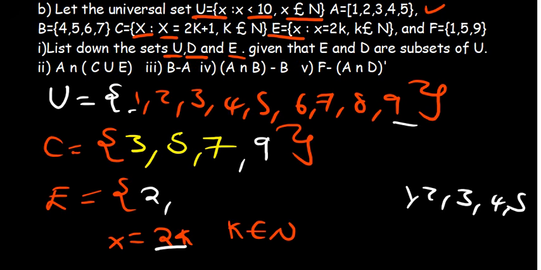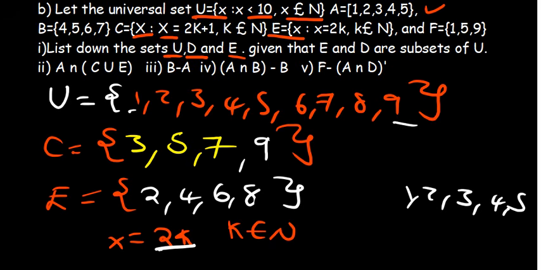We get a 2, 2 times 2 is 4. We get a 3, 6. It's just like being doubled. Whatever value of k you get is doubled. You get a 4, it is going to be 8. You get a 5, it is going to be 10. So is 10 going to be part of the set? No, it's not part of the universal set.